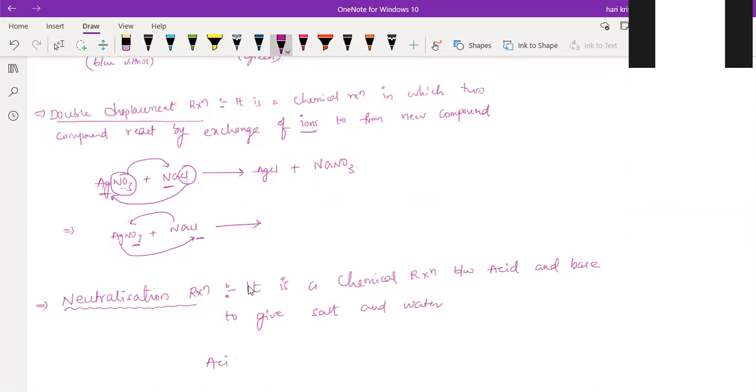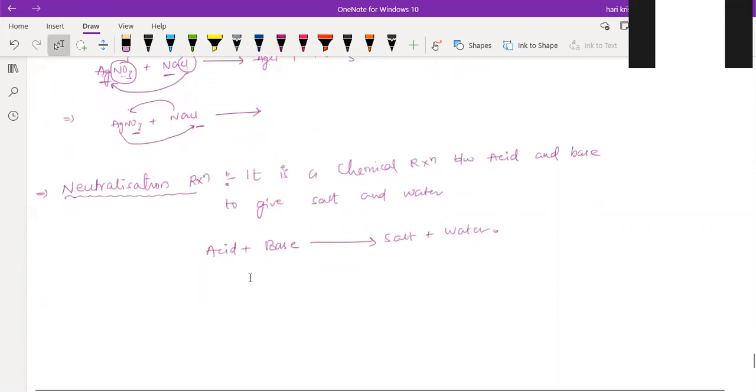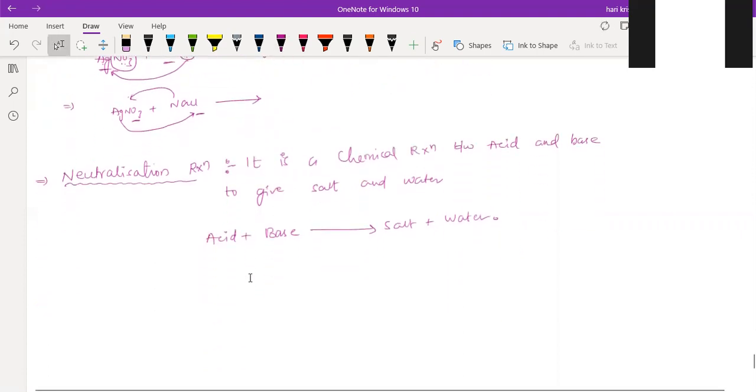So acid plus base will always produce salt plus water. I'll explain the neutralization reaction completely afterwards, and also how to write the name of the salt. So just the definition I have given here: whenever an acid and a base react, they always produce a salt and water.